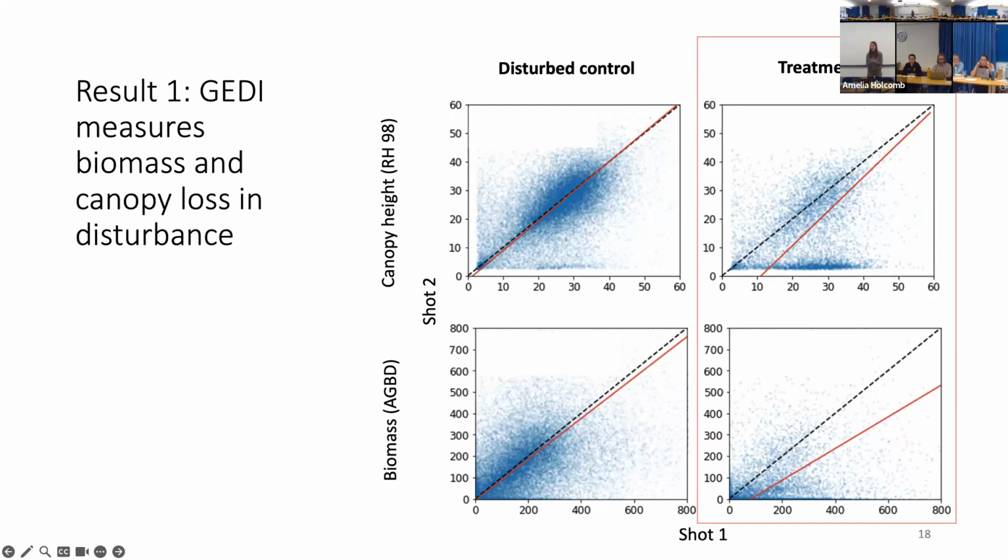Remember that the variance here is really too high to be looking at any individual disturbance. But if you look at some kind of aggregation, I think you can work with this data. And with these aggregations, I think we have the first large-scale statistically significant evidence that GEDI is measuring biomass and canopy loss following disturbances as small as 30 by 30 meters, which is the smallest size that we were able to measure.